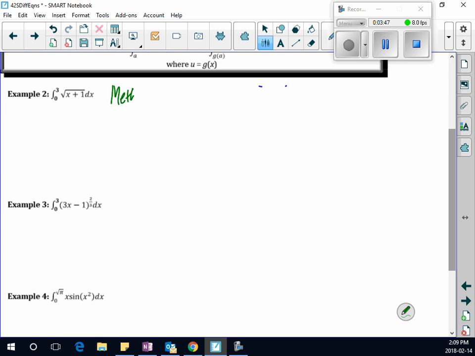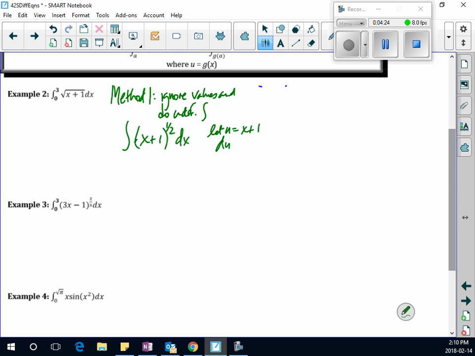Method one, ignore values and do indefinite integral. So you're going to do the indefinite integral of this, well, I'll do brackets, x plus 1 to the power 1/2 dx. So what's u going to be? Yeah, so let u be x plus 1.